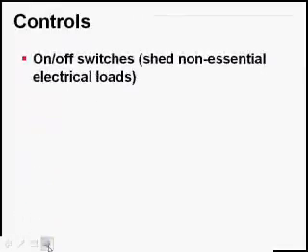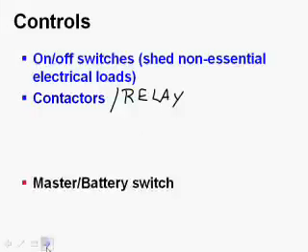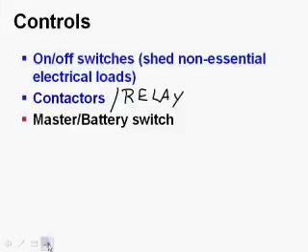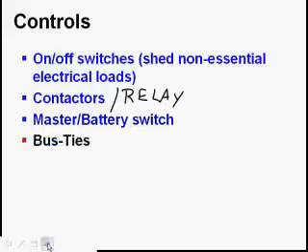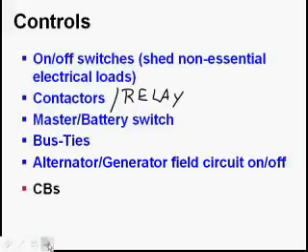So, what kind of controls might you have? Well, on-off switches, especially if you need to turn things off to conserve your electrical power. Contactors, we talked about that this time. Contactor, same thing as a relay. Master switch for the battery, electrical master switch. Tie and bus togethers. You can control your power system by connecting or disconnecting bus bars. Of course, we've already covered turning the alternator or generator field on or off as needed.